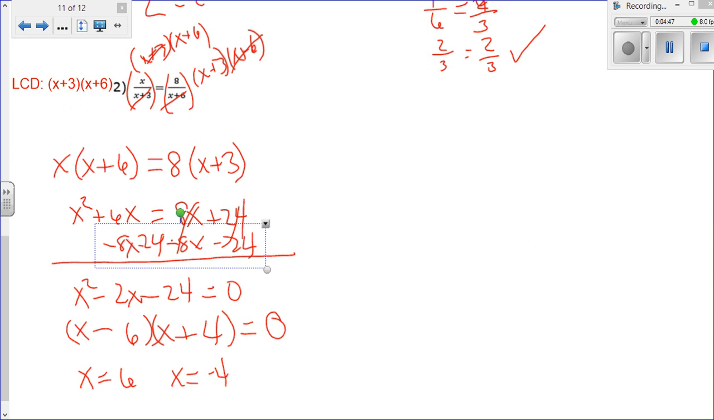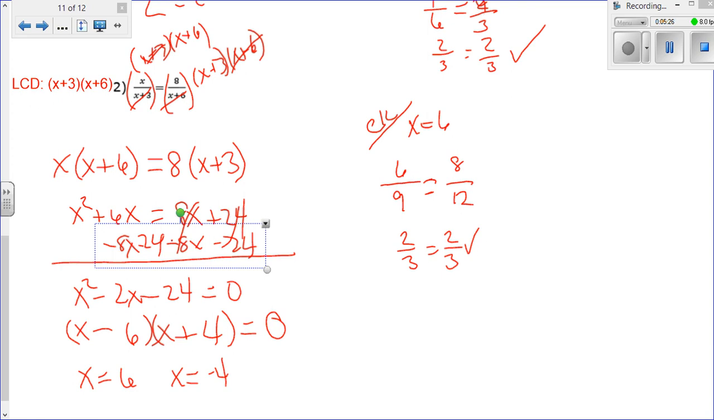Since I have 2 answers, I technically have to have 2 checks. So if I'm going to check when x equals 6 first, so 6 over 6 plus 3 is 9 equals 8 over 6 plus 6 is 12. I'm just substituting 6 for x into the original equation. So if I reduce these by 3 on the left, I'll have 2/3. And if I reduce that fraction by 4 on the top and bottom, on the right hand side, I end up with 2/3. So my check works.